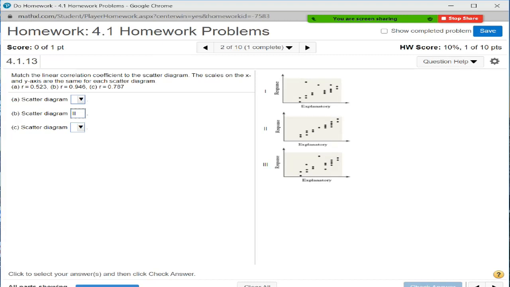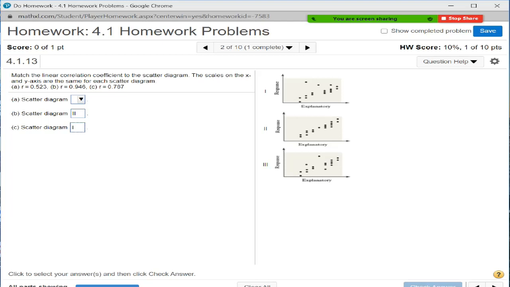So the R value of 0.787 corresponds to diagram number 1. And finally, this R value of 0.523, that's middle of the road, which is kind of this one, I think, where they're spread out. An argument could be made between these two, and maybe this is a chance where I'm going to get one of these wrong.